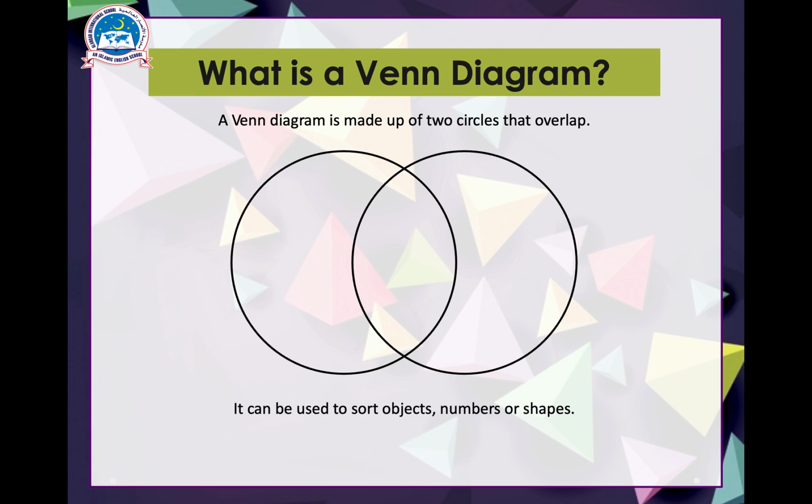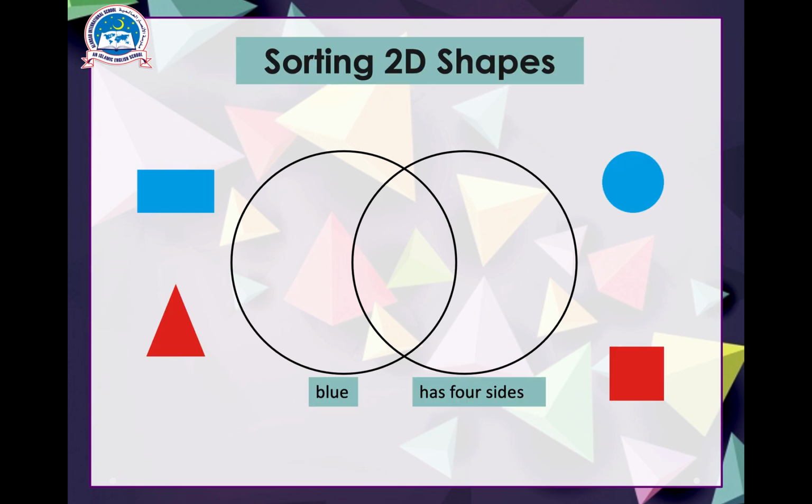What is a Venn diagram? A Venn diagram is made up of two circles that overlap. It can be used to sort objects, numbers, or even shapes. Let us look at how we can use a Venn diagram to sort 2D shapes.